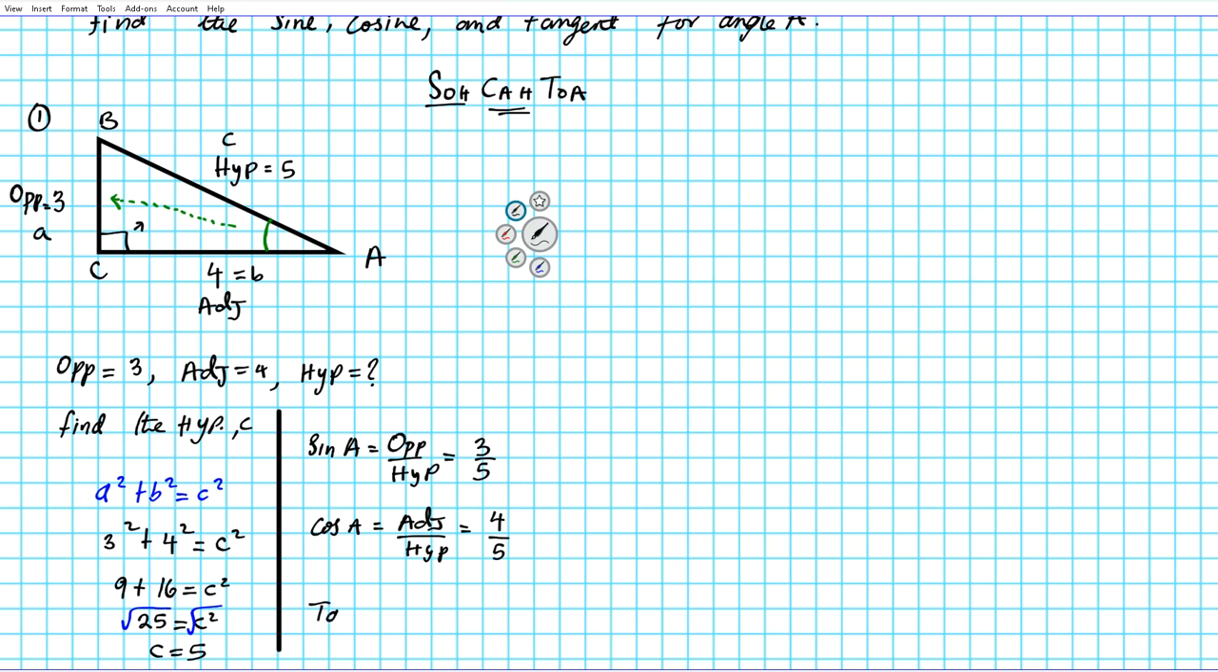And then the last one is tan. SohCahToa tan. Tan of angle A is opposite over adjacent. All right, the opposite is 3 over the adjacent, which is 4. All right, so there goes your 3 trig ratios for angle A.